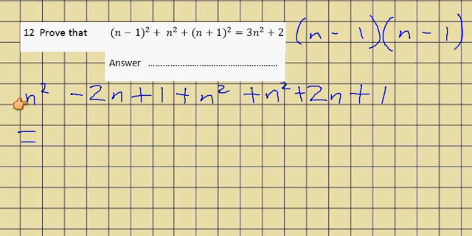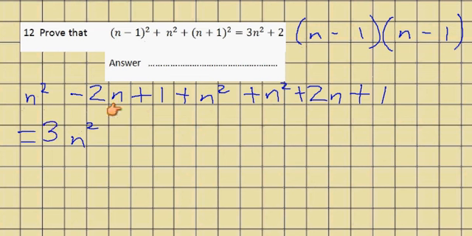We collect our like terms. So let's start with n squared. Are there any other n squareds? There are. One here, that's n squared plus n squared plus n squared. So n squared being added to itself 3 times. We can simplify that to 3 times n squared, or 3n squared for short.